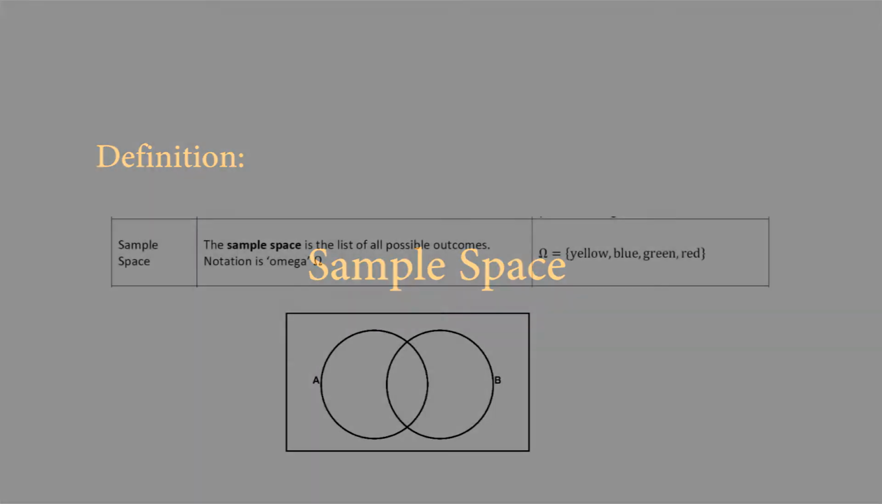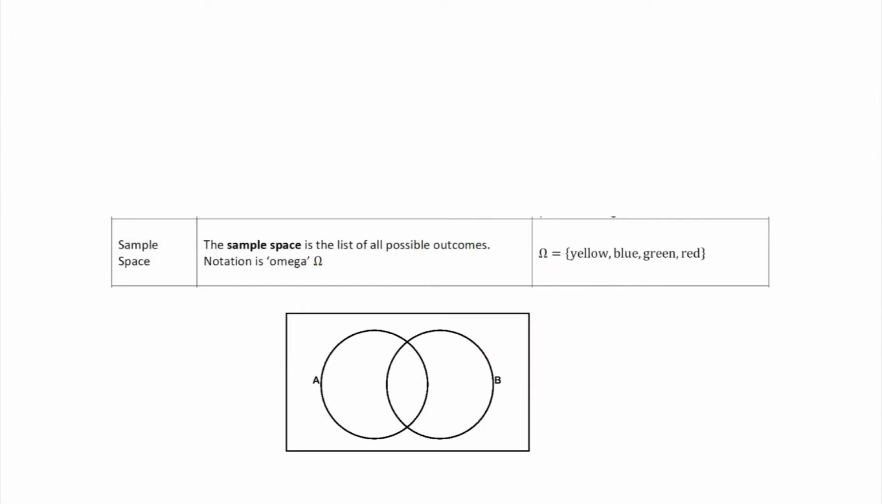Sample space. The sample space is the list of all possible outcomes. The notation we use to identify the sample space is the Greek symbol omega. In the case of our spinner example, omega was yellow, blue, green, and red, the four colors.